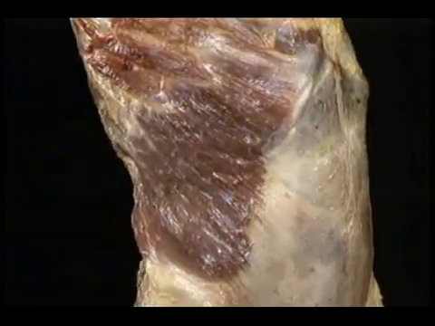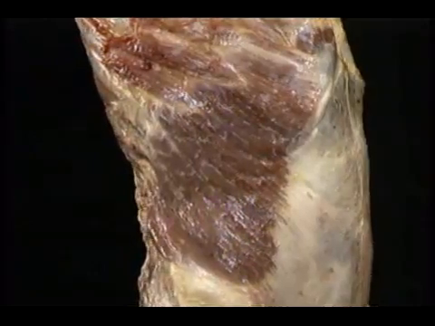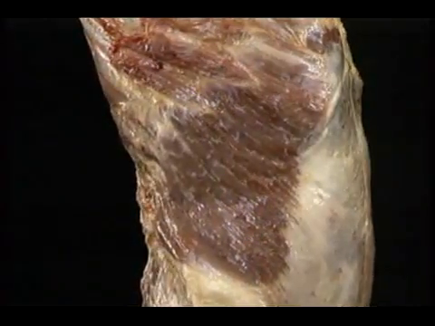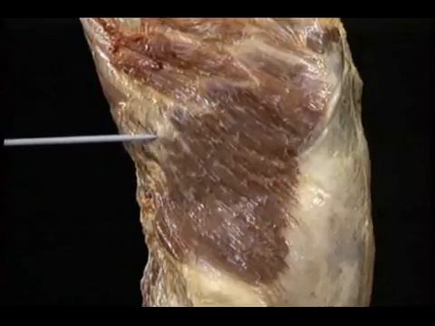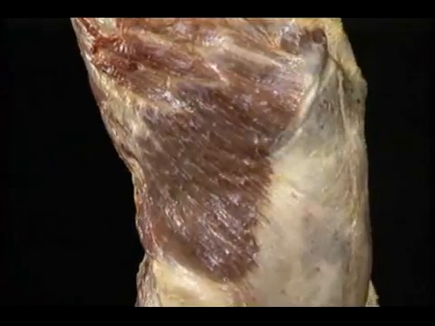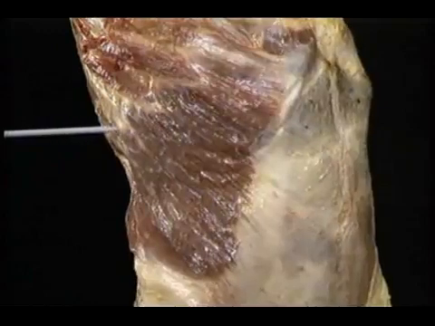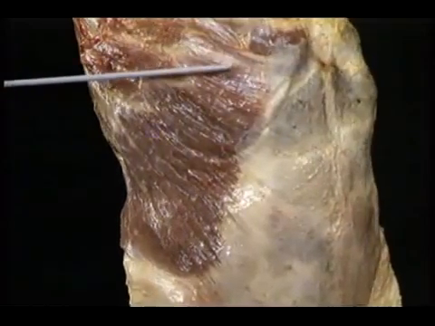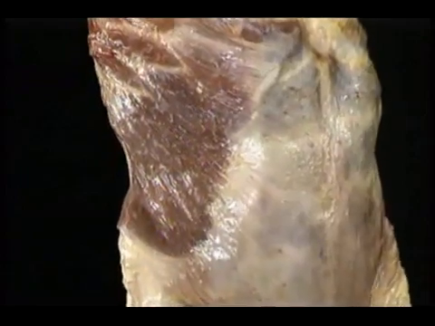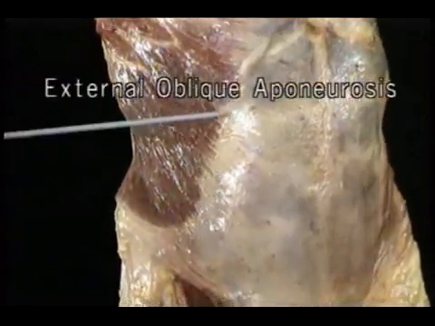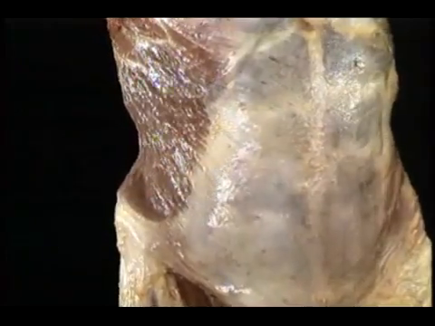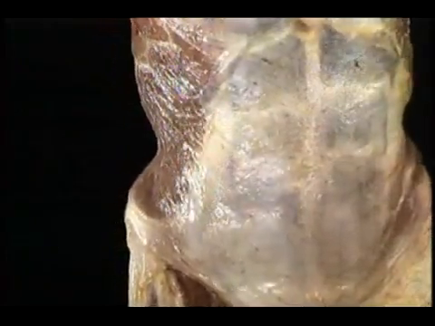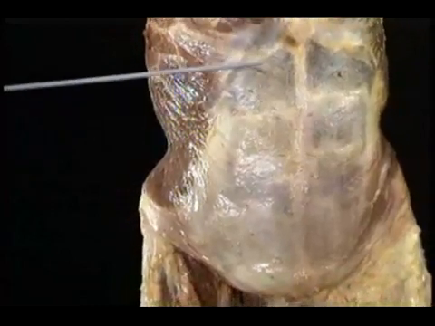Though it's all one continuous muscle, we'll look at the external oblique in two parts: a posterior part that arises from the 12th to the 10th ribs, and an anterior part that arises from the 9th to the 6th rib. The anterior part of the external oblique ends in this external oblique aponeurosis. This fuses with the combined aponeuroses of the other two flat muscles to form the anterior rectus sheath.